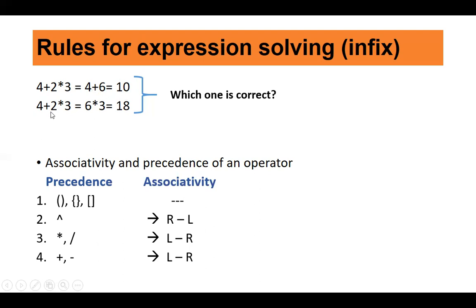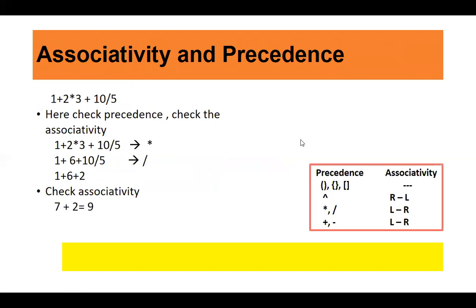But if you want to carry out addition first, then what do you do? We just put braces around it, right? Why? Braces have the highest precedence. So first this will be evaluated and then it will be multiplied by 3 and you get the answer. Fine. A simple associativity and precedence example. Let us look at one more example which is a bit complex. Here you have 1 plus 2 into 3 plus 10 by 5, 10 divided by 5.